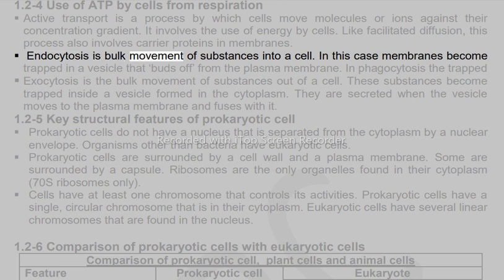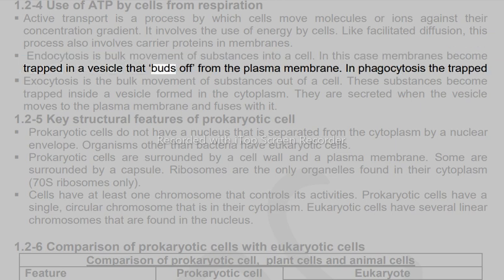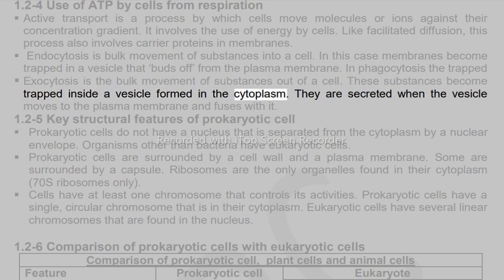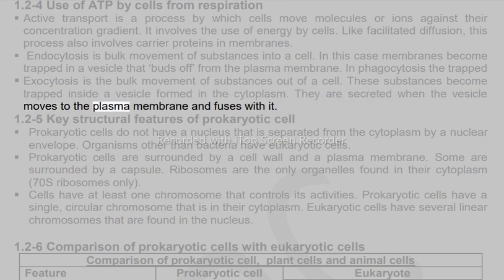Endocytosis is the bulk movement of substances into a cell. In this case, substances become trapped in a vesicle that buds off from the plasma membrane. Exocytosis is the bulk movement of substances out of a cell. These substances become trapped inside a vesicle formed in the cytoplasm. They are secreted when the vesicle moves to the plasma membrane and fuses with it.